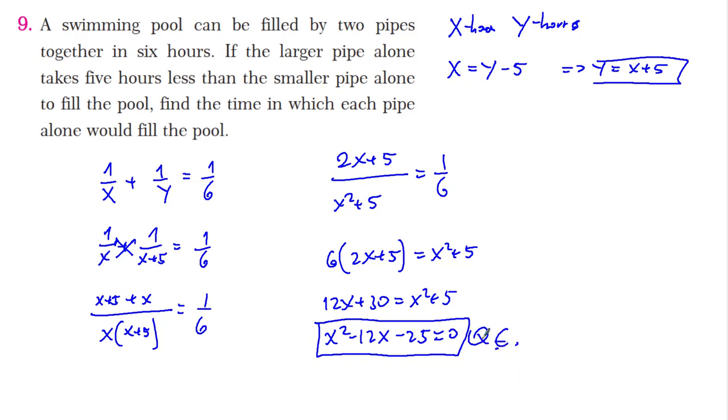You can solve it. Of course, at the end we need to check whether the numbers make sense. So negative numbers are not allowed because you cannot fill the pool without starting to fill it.